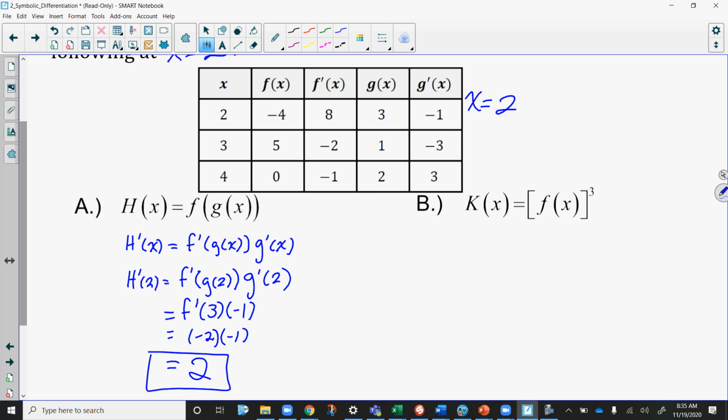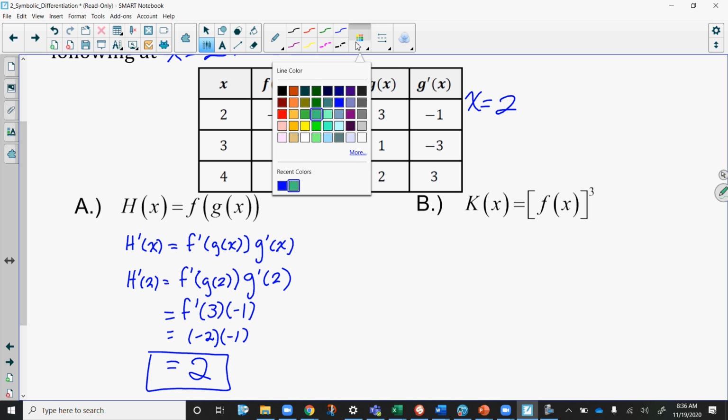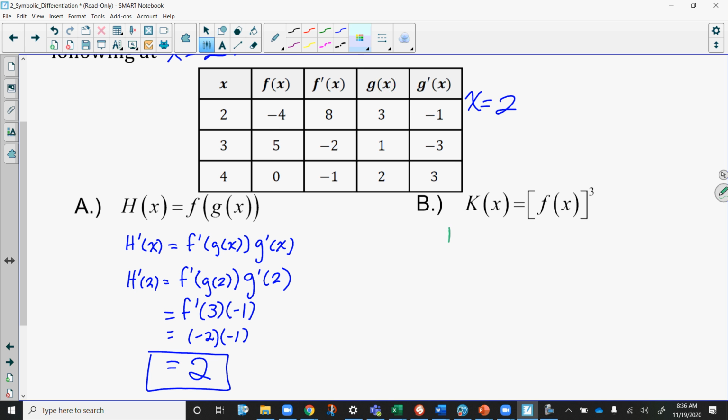And now we'll do the same thing for example B here, where again we're evaluating it for x is equal to 2. Let's pick a different color here. So based on what we see here, k prime of x, to find its derivative, again we have to use the chain rule. So we're going to take the derivative of the whole thing, which would be 3 times f of x squared, and we can put this in parentheses here, multiplied by f prime of x. So that's what k's derivative will be.